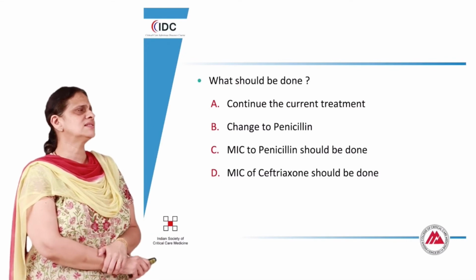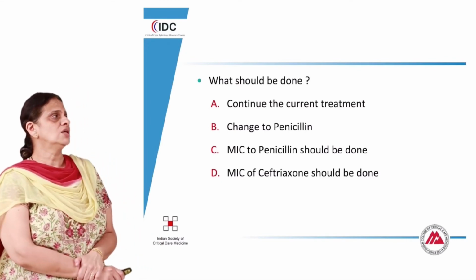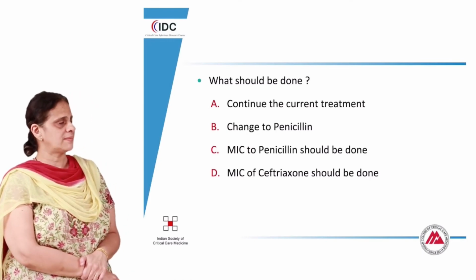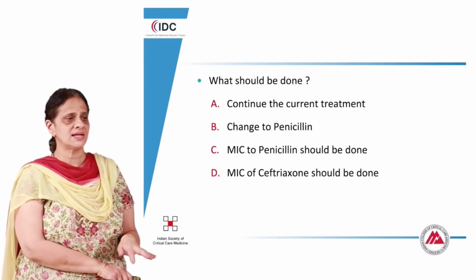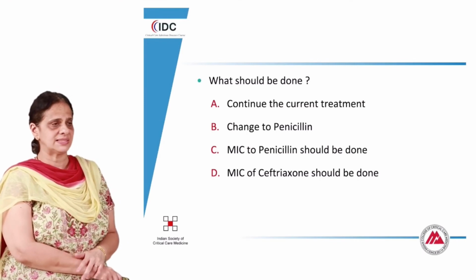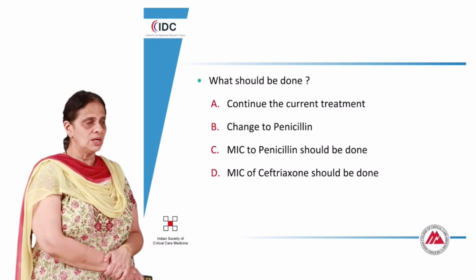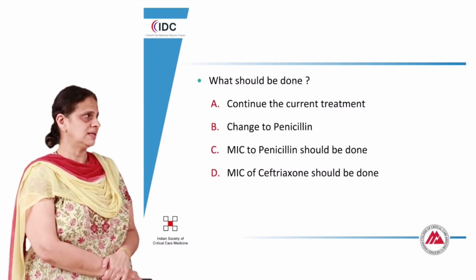Oxacillin is reported as resistant. Should you continue the current treatment? Should you change to penicillin? Should you do the MIC to penicillin or should you do the MIC to ceftriaxone? Our patient is on ceftriaxone, Vanc and ampicillin for listeria. Ampicillin can actually be dropped because we've confirmed that this is strep pneumonia, so the coverage for listeria may be discontinued.